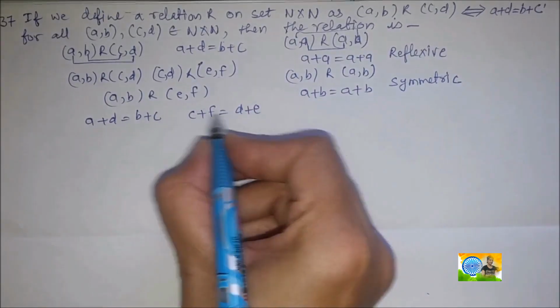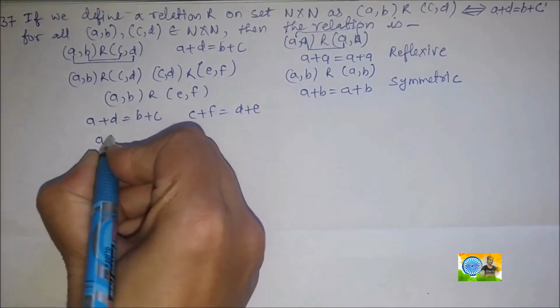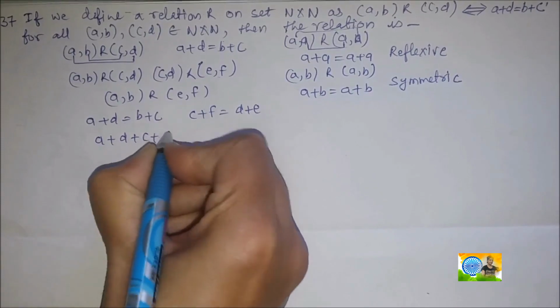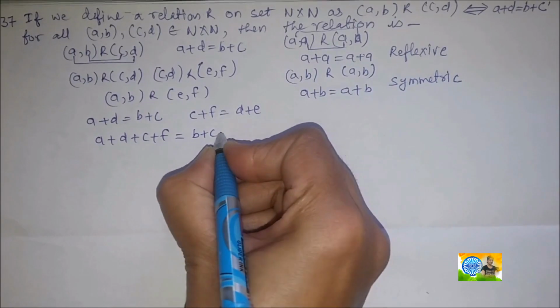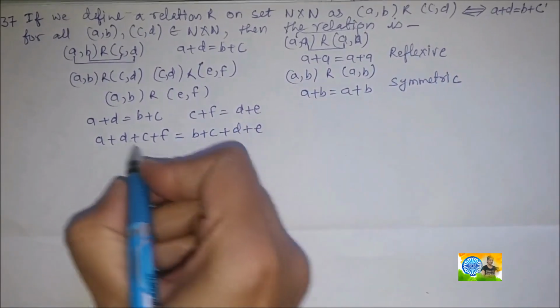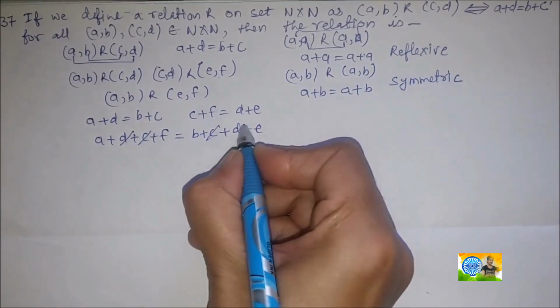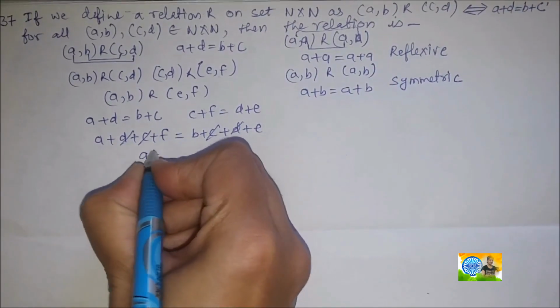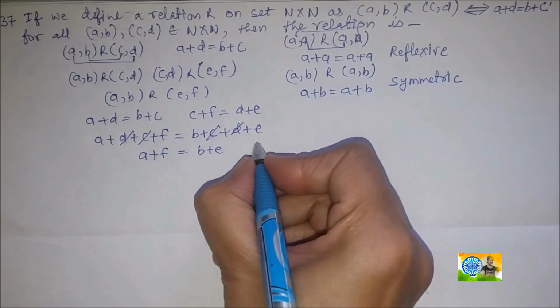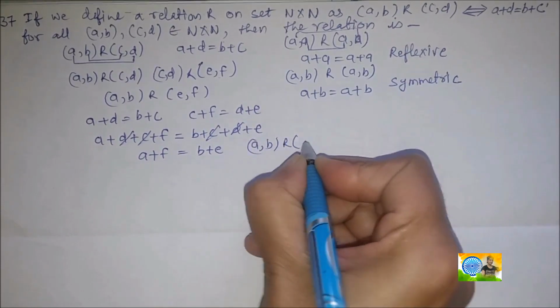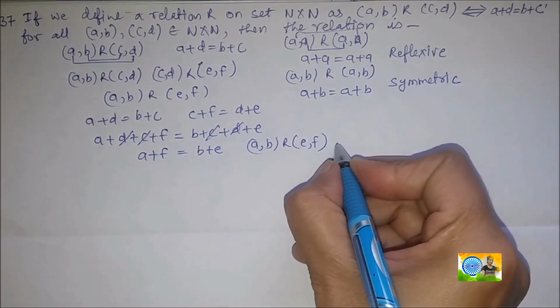Now if we add these two, we will get a plus d plus c plus f. Left hand sides will be added. Similarly right hand sides will be added. So b plus c plus d plus e. Now this d and c, they will get cancelled and I have a plus f is equal to b plus e. And this gives (a,b) R (e,f). So the relation is transitive.